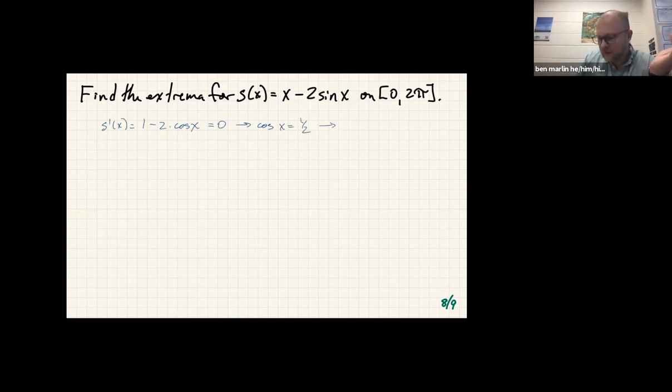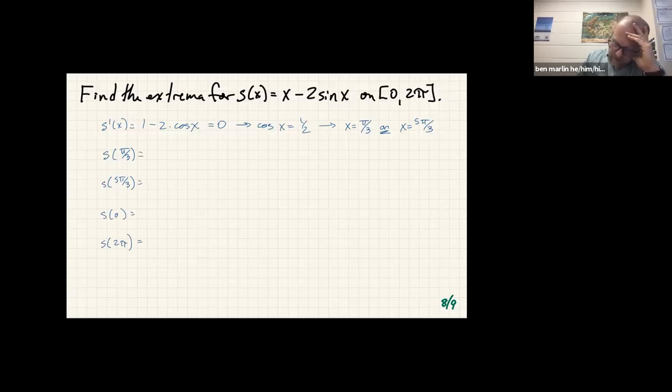And then you have to think about the reference angle for that is a special angle of pi/3. And so you would end up with your x being pi/3, or the other possibility is 2 pi minus pi/3, which is, I guess that's 5 pi/3. Okay. So now s of pi/3, s of 5 pi/3, s of 0, and s of 2 pi. That would be all we need to do.